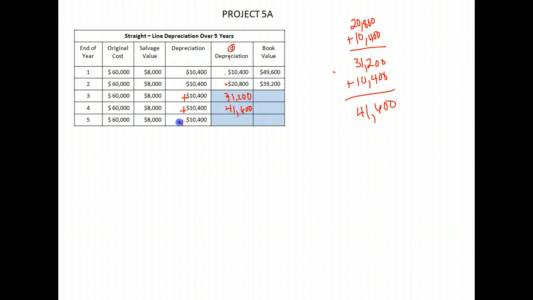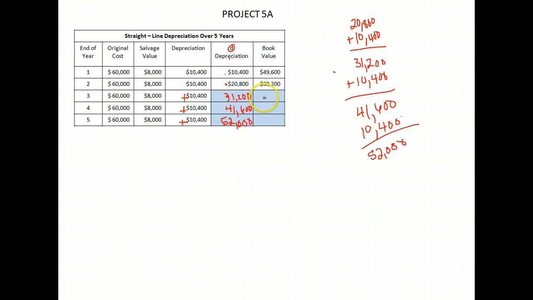Okay, and then we have one more year that it's depreciating, and it depreciates again another $10,400 because in linear depreciation, it depreciates by the same amount every single year. Okay, and we end up with accumulated depreciation of 52,000. Now notice that makes sense. It's depreciated by 52,000. It still has a salvage value you can sell it for 8,000. And if you put those together, you get your original value of $60,000.